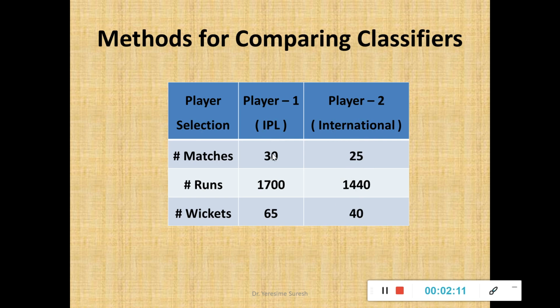But if you take IPL, there are 30 matches played, 1700 runs scored, 65 wickets taken. This 65 wickets is not of all international players. It might have some domestic players also. The runs scored might be against the bowlers who are of domestic teams but not international players. So even though the number of runs scored and wickets taken are more for player 1 of IPL background, I would choose a player from international background because he will have more experience.